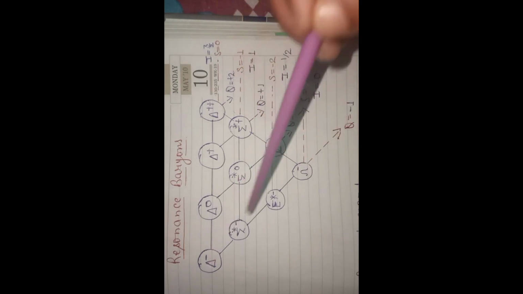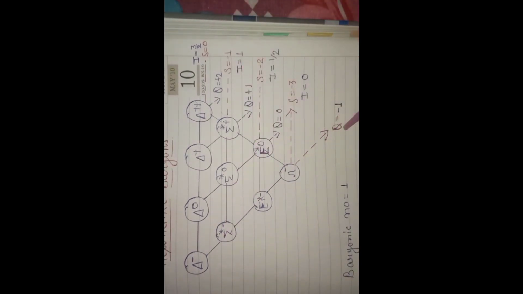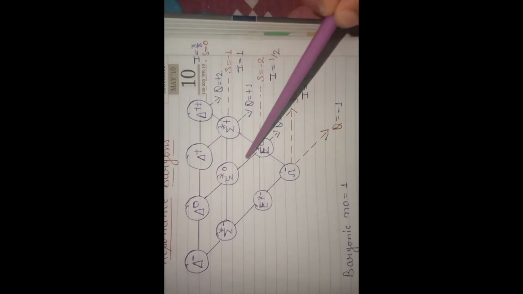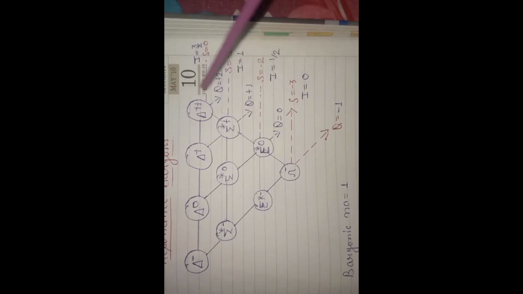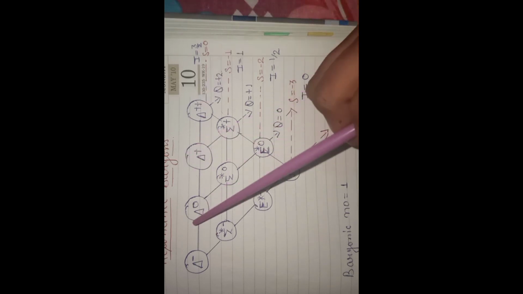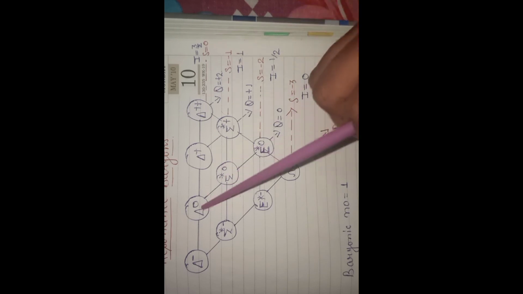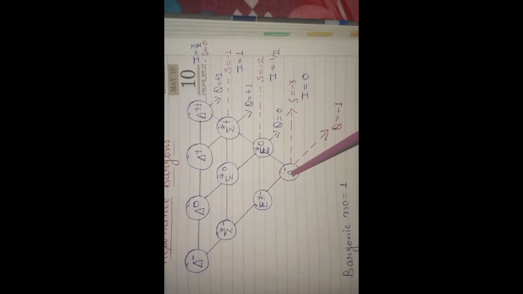So if we move diagonally, then the charge will be -1 for all of these, the charge will be 0 for all of these, the charge will be +1 for all of these, and the charge will be +2 for all of these. And if you move horizontally, then strangeness equals 0 for all of these, strangeness equals -1 for all of these, strangeness equals -2 for all of these, and strangeness equals -3 for this.